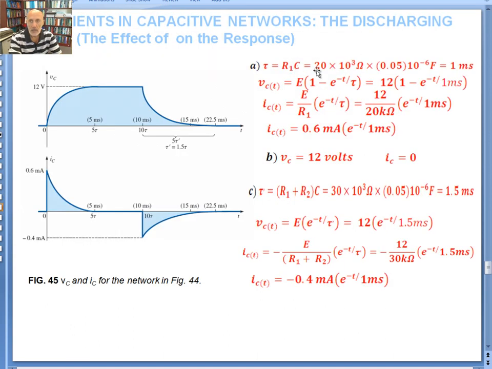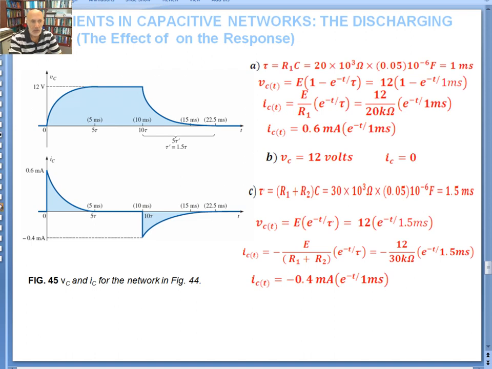So tau is R1 times C. R1 is 20 kilo ohms times 0.05 microfarads. Everything has to be in there. It gives you 1 millisecond. So V sub C then is equal to 12 times the quantity 1 minus e to the minus t over tau, which is 1 millisecond. For the current, it's E divided by R1, e to the minus t over tau. That gives you 0.6 milliamps, e to the minus t divided by 1 millisecond.